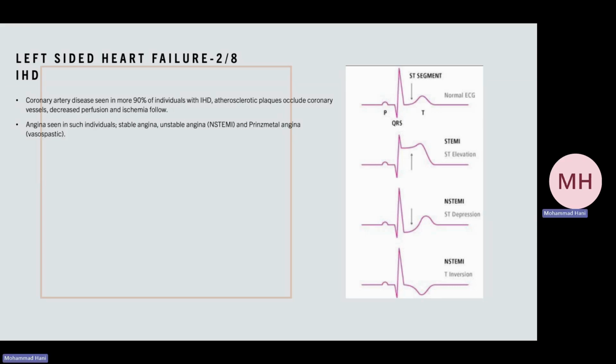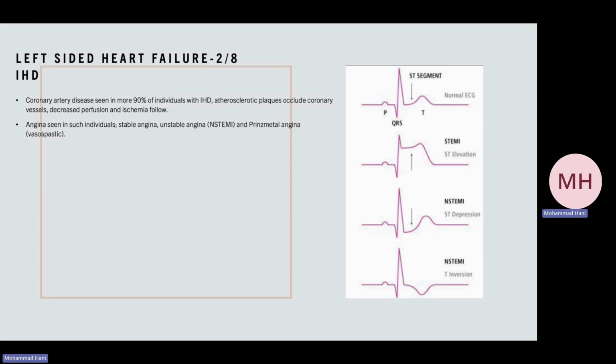The manifestation of coronary ischemic heart disease is basically angina, which is chest pain. You can have three main types of angina. You have stable angina, which is chest pain only when you have increased physical demand, in relation to increased heart activity, such as when you exercise. Then you have unstable angina, which is chest pain even at rest, and this manifests on ECG as NSTEMI, which is non-ST elevated myocardial infarction.